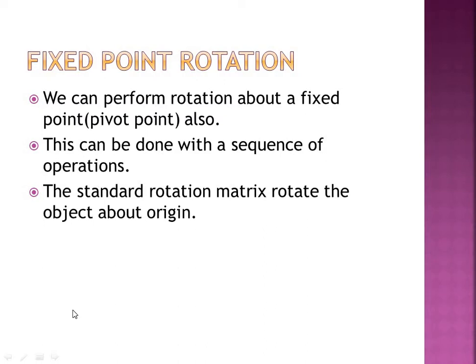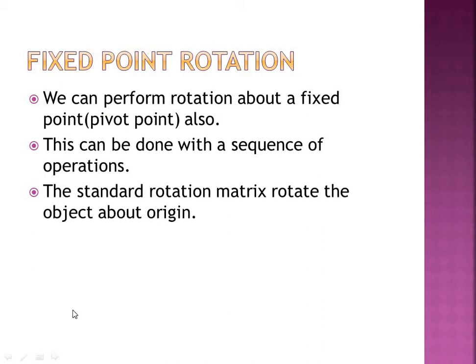So for rotation we basically require three things. We have to specify three things. One is a rotation point, or a fixed point, or a pivot point about which the rotation will be performed. The second is the rotation angle by which the rotation will take place. For example, we will say rotate this triangle by 90 degrees, rotate this square by 60 degrees. So the angle is also required.